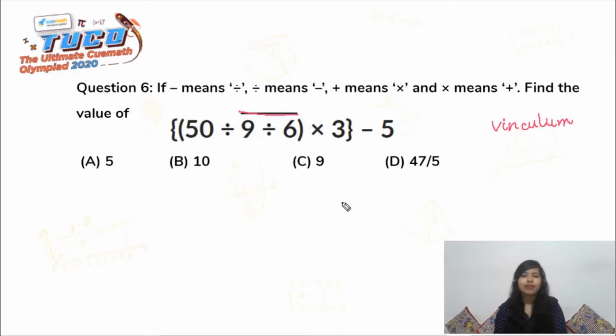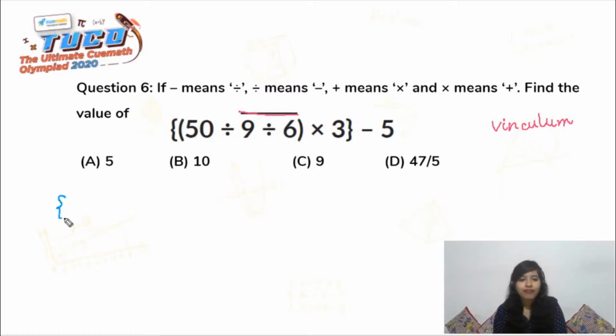Now, what do you exactly mean by vinculum? Vinculum is nothing but a grouping of numbers. You can consider it to be somewhat similar to brackets or parentheses. So, inside a parenthesis or in a given expression, if you have this horizontal bar over any set of numbers, it means that that particular set of numbers is being grouped and you have to perform the operation on that part first because they are grouped. Okay, now since we know the meaning of it, let's go ahead and try to solve this question.